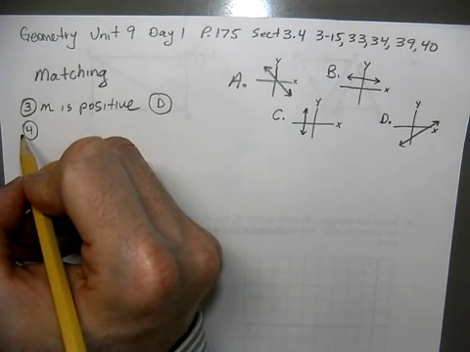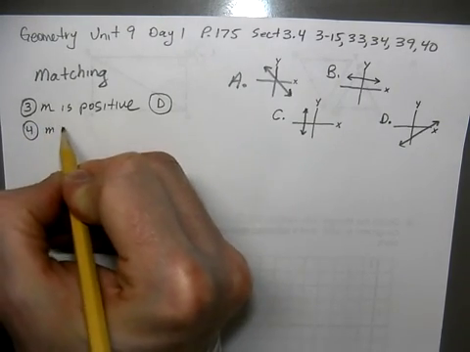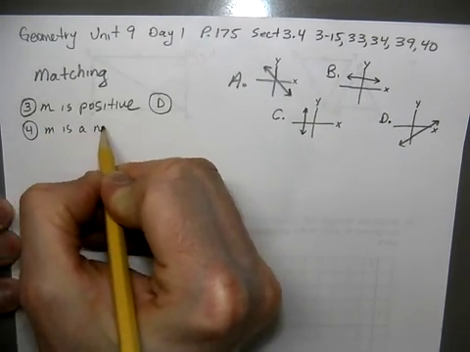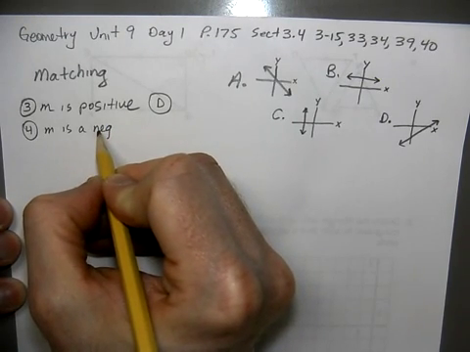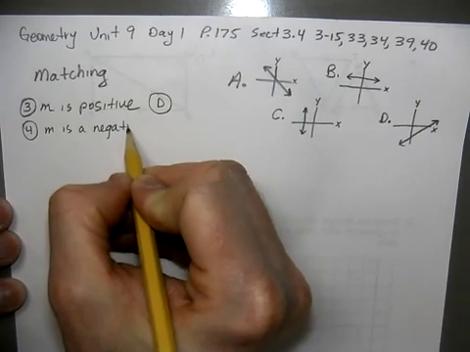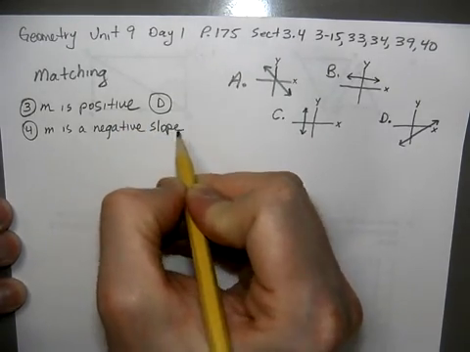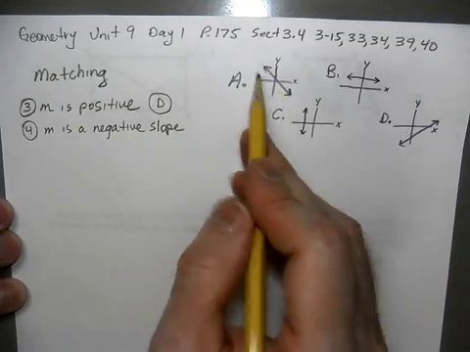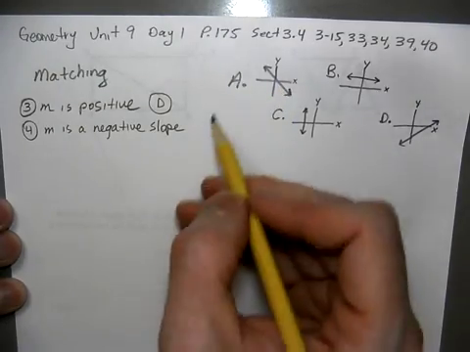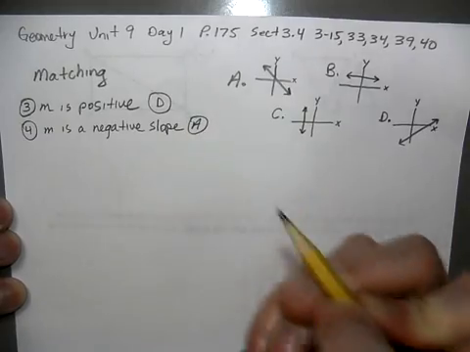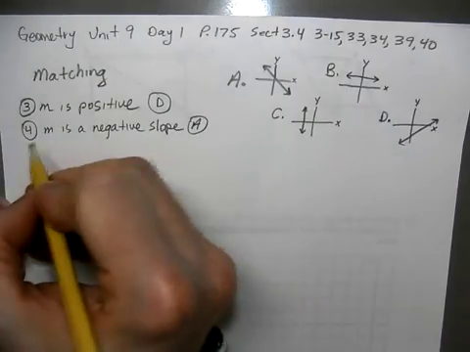For question number 4, we're looking for m is a negative slope. So falling to the right would represent negative slope. So that would be matching with A.